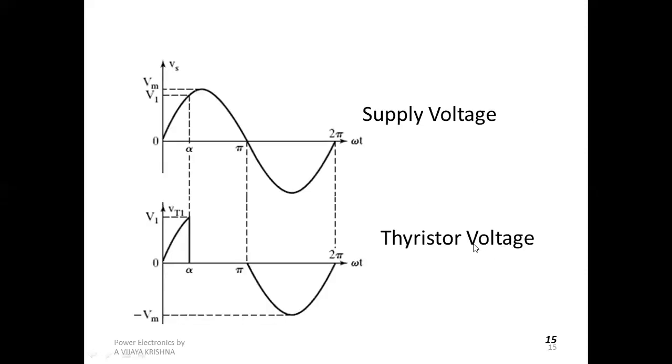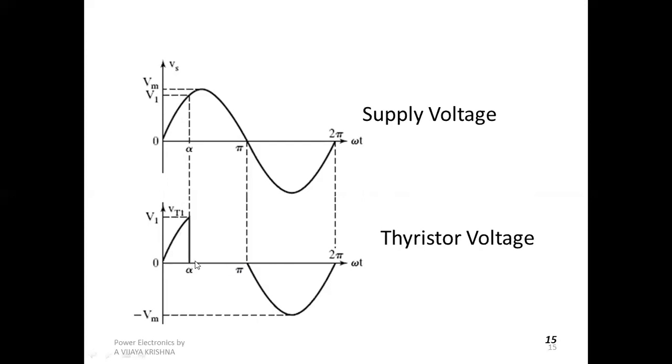And next, what about the thyristor voltage? This is also important. The thyristor voltage with respect to the supply voltage, from alpha to pi, is zero. Why? Because here the thyristor is in the turn on position, the switch on position. Whenever a switch is in the closed position, the voltage across the switch is zero. Therefore, alpha to pi, the thyristor voltage V1 is zero.